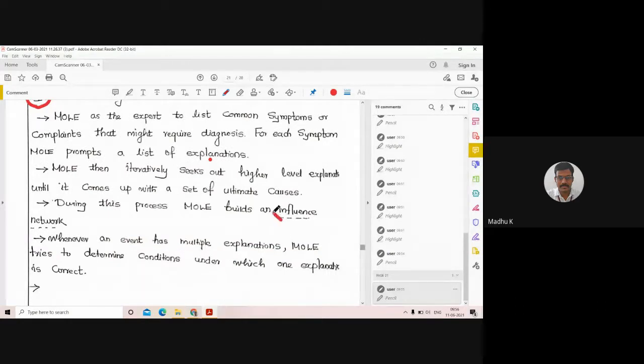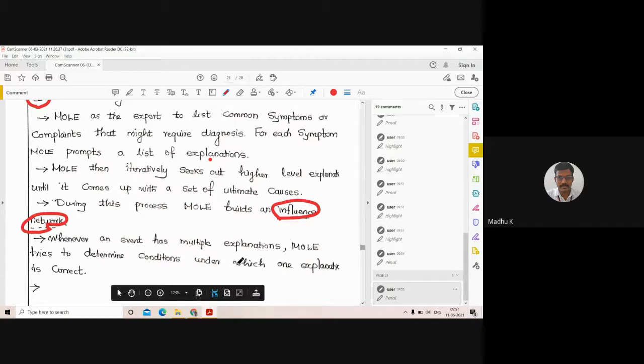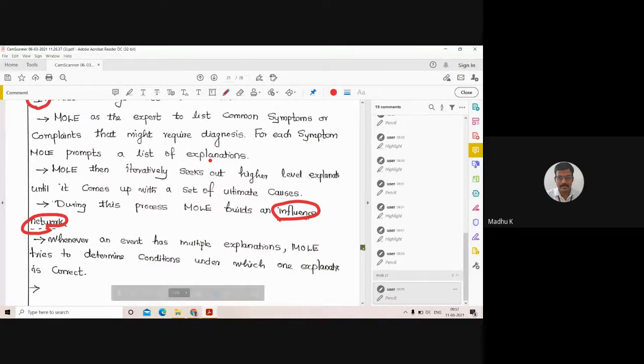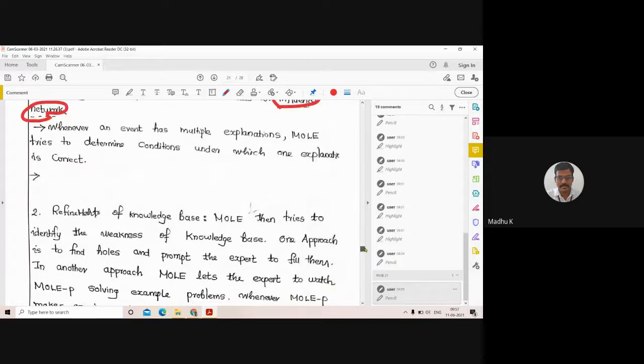This is an architecture or a network containing knowledge, the influence network. Whenever an event has multiple explanations, MOLE tries to determine the condition under which one explanation is correct. So if there are multiple explanations about something, it will try to find the best one from those. In this way, MOLE will work.